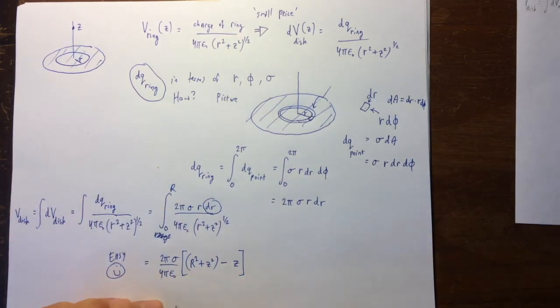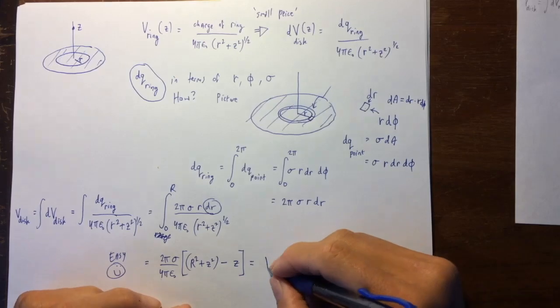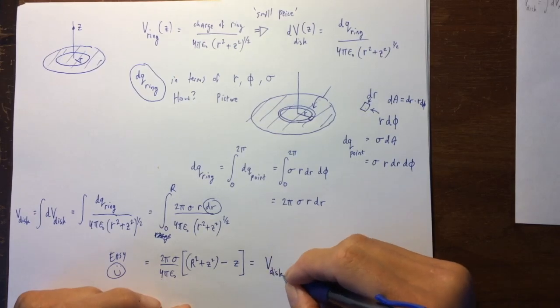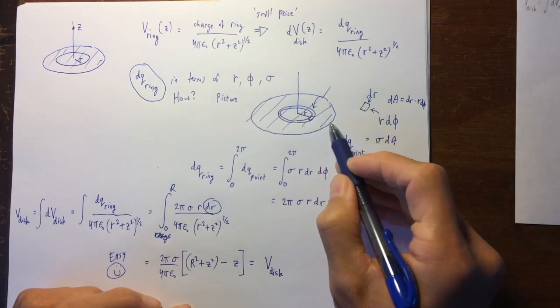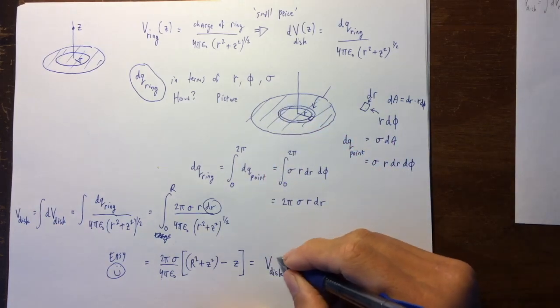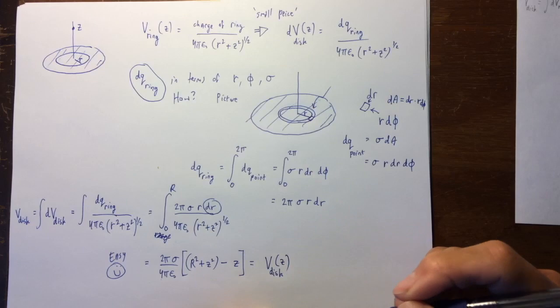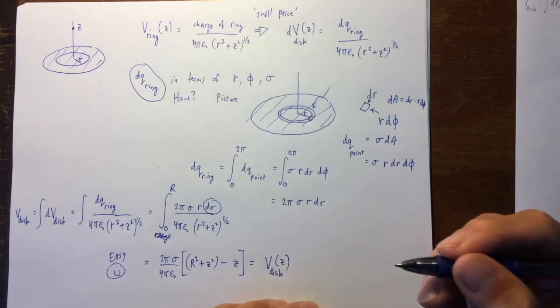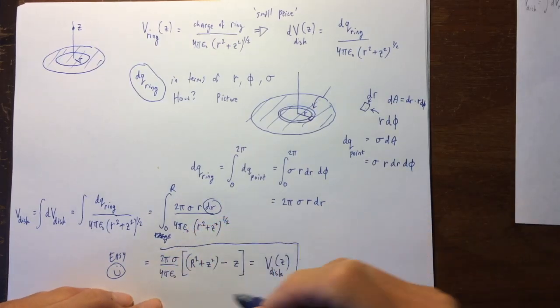Okay, so this is the answer to the potential of the entire disk, right? All the radii and all of the angles. So it's the entire disk, and it is a function of height above the center. Yeah, and so we've got an answer.